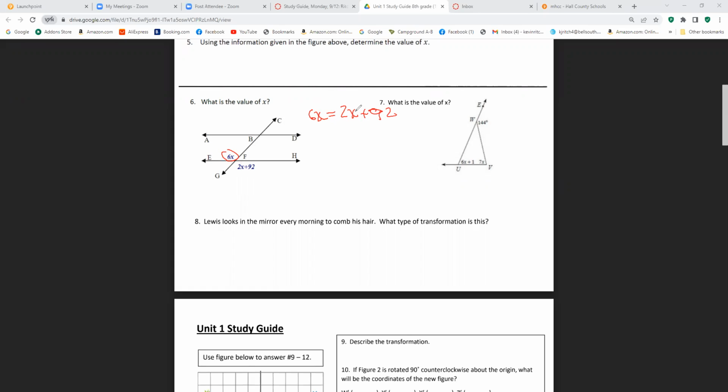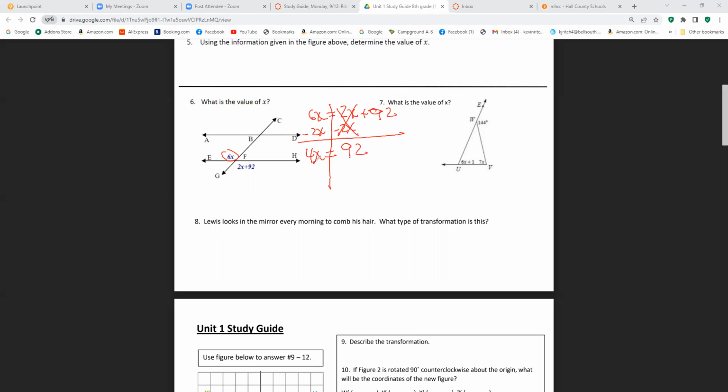So the smallest x is 2x. The only way to cancel out this whole term is to subtract 2x from both sides. So that's what I'm doing. All right, so 2x minus 2x is 0. That's gone. 6x minus 2x is 4x. I bring down my equal sign, and I bring down 92.